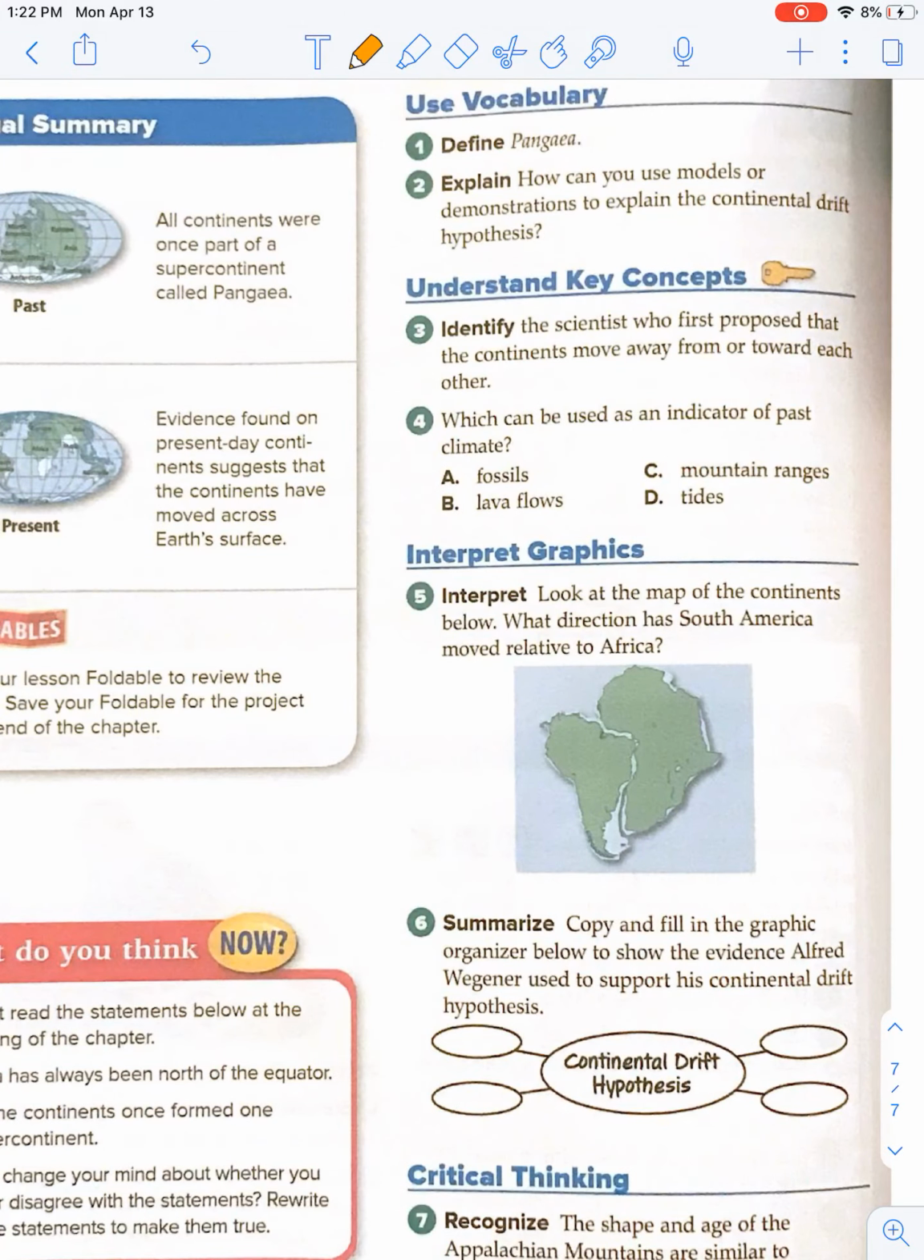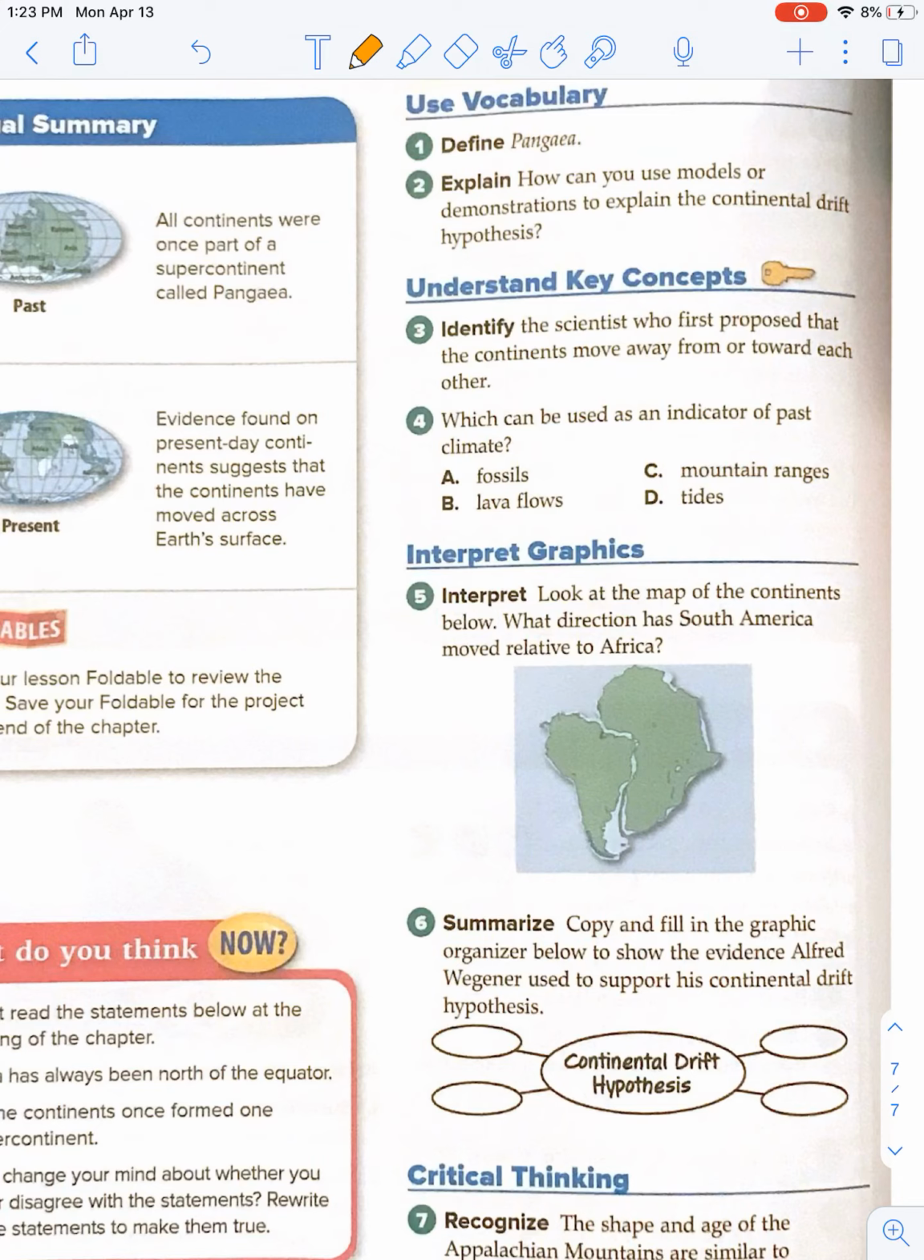Number 1, define Pangaea. Well, we can define Pangaea as a supercontinent that is made up of all the land masses on Earth. Number 2, explain how you can use models or demonstrations to explain the continental drift hypothesis. You could use puzzle pieces to model the continental drift hypothesis, which states that all continents once formed a single landmass and then drifted apart. Number 3, identify the scientist who first proposed that the continents move away from or toward each other. That was Alfred Wegener. He first proposed the continental drift theory.